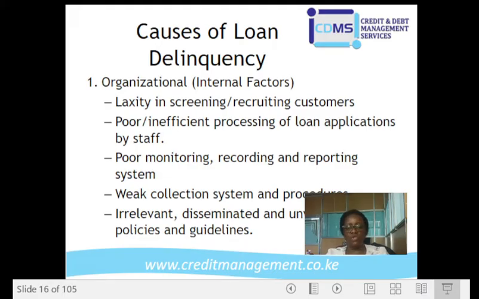The other cause of delinquency is poor monitoring, recording, and reporting systems. Probably we do not have good systems in place. We are not following up these accounts in the right way. After we disburse, there is no monitoring. We are not checking the customer's account performance, and maybe once we lend to them, they stop banking with us. They stop saving with us, and that is a red flag. That is an indicator that something is wrong with the customer that we are lending to.